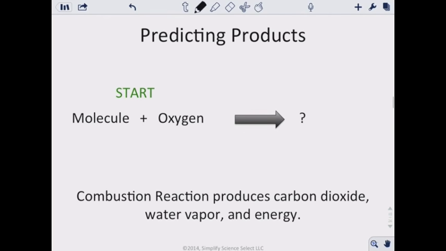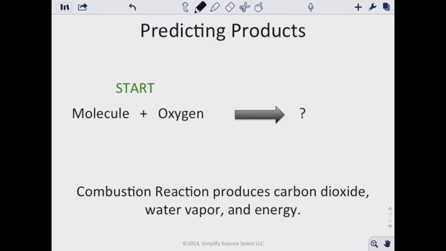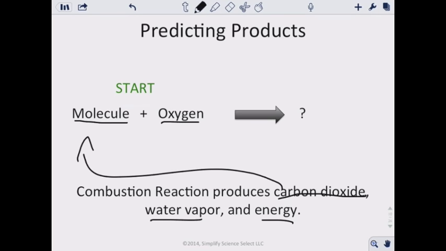And then when we're talking about a combustion reaction, if we have some type of molecule plus oxygen gas, we're going to have a combustion reaction. Combustion produces carbon dioxide, water vapor, and energy. It produces carbon dioxide if that molecule is a hydrocarbon, and a hydrocarbon means that it's carbon and hydrogen, some form of carbon and hydrogen. So to have carbon dioxide, you have to have carbon in that molecule.